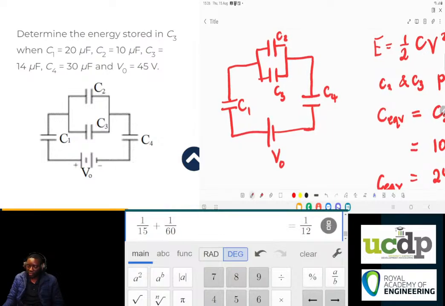Remember, in this part of the circuit, what information should we remember for capacitors connected in series? For capacitors connected in series, what is the important property that we should always remember? Or maybe let me leave it there. Okay, good. Okay, come in.